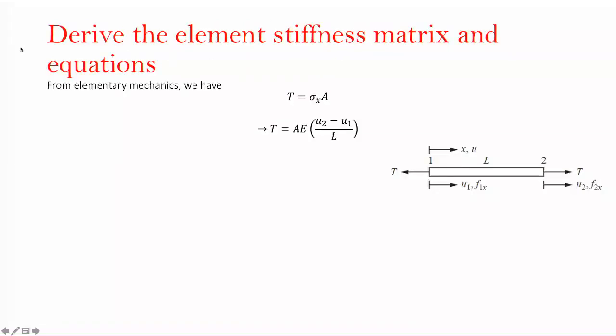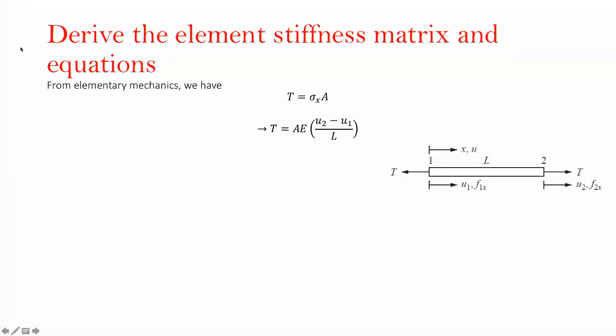So this is the figure of the bar element. The tensile force, assuming that the stress is uniform all over the bar element, T will equal sigma x times the cross-section of the bar element, sigma x times A. Then if we substitute sigma x with Hooke's law, the linear elastic equation, E times epsilon x, and then substitute epsilon x by u2 minus u1 over L, this would be the equation for T.